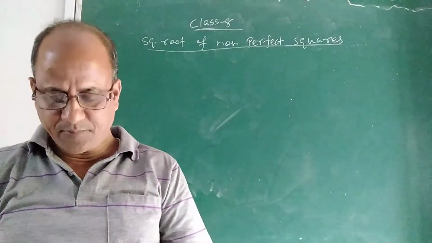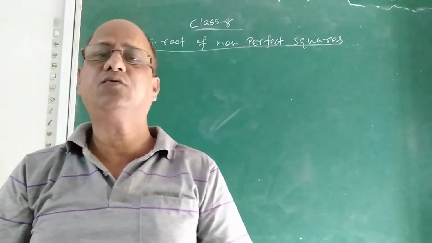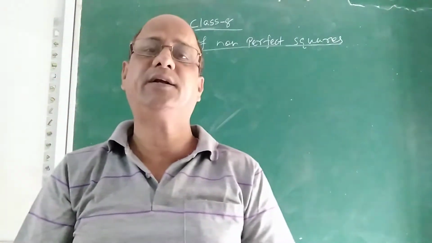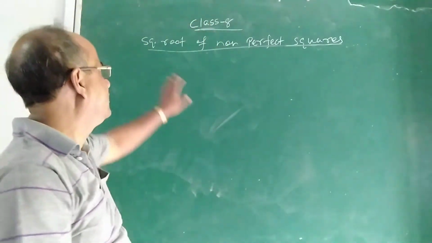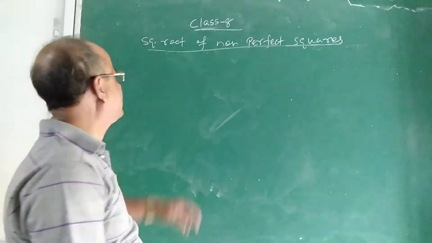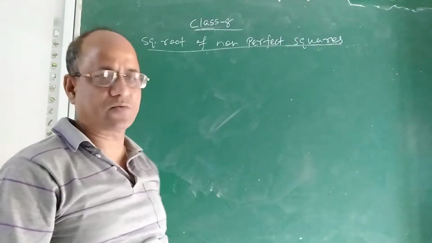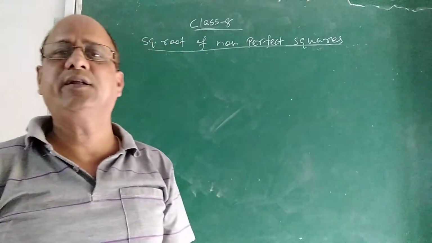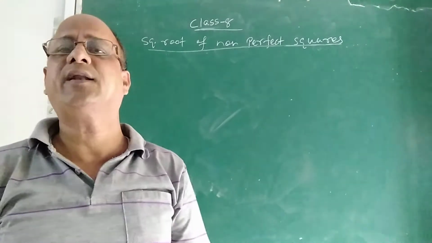Children, in the previous class we were discussing how to find the square root of a terminating decimal which is a perfect square. Now in this class let us discuss how to find the square root of a non-perfect square. You know what a non-perfect square is? A non-perfect square means any number whose square root is not a natural number.